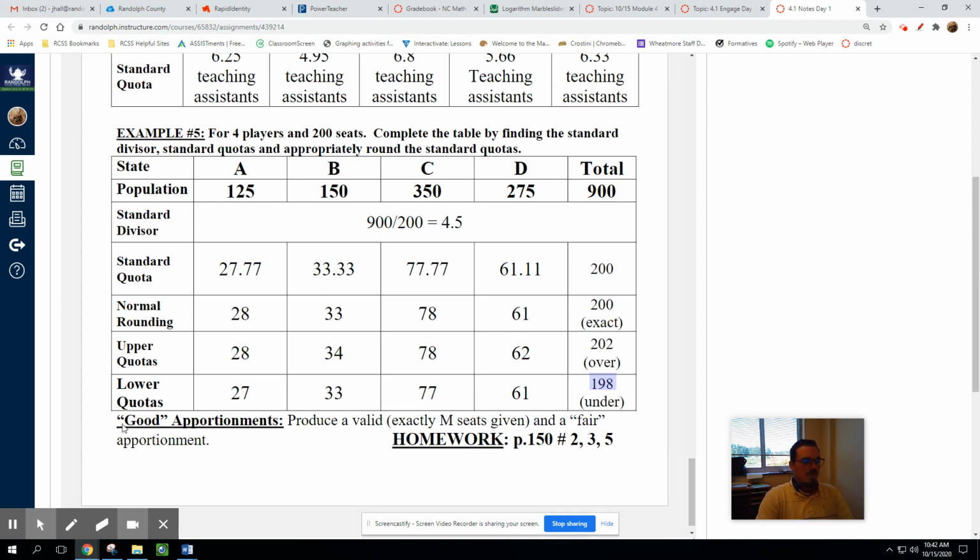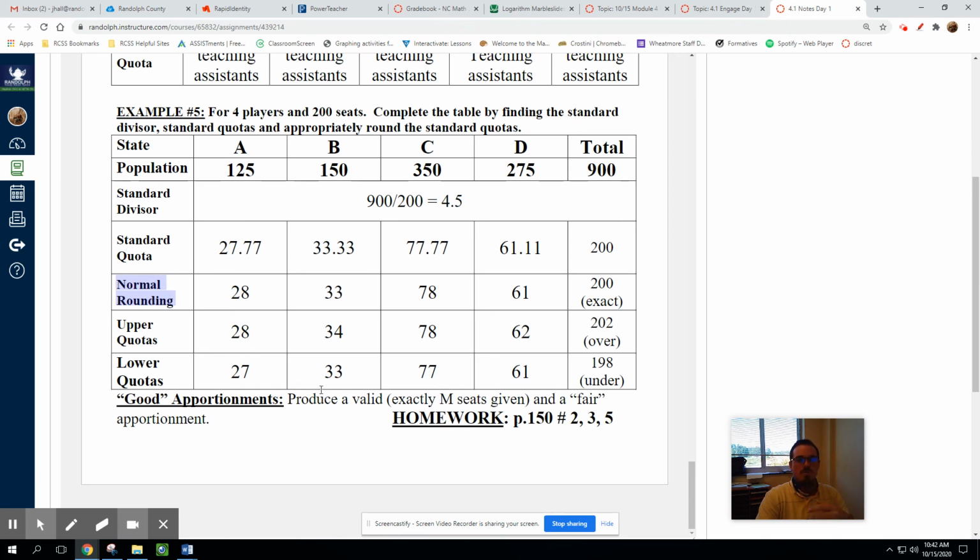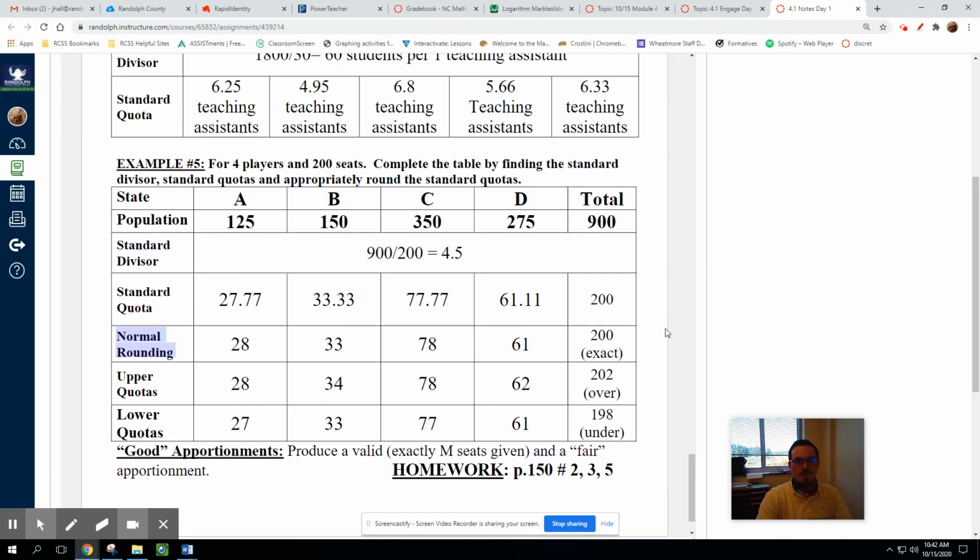So we then have this definition called good apportionments. This produces a valid apportionment, exactly the number of seats we were given, and a fair apportionment. So the good apportionment would be the normal rounding, the most fair that we have, the closest without going over, or exact. So in this case, it would be the normal rounding. Okay.